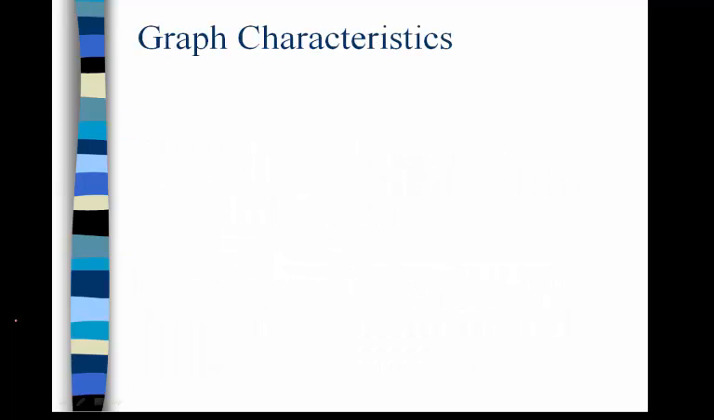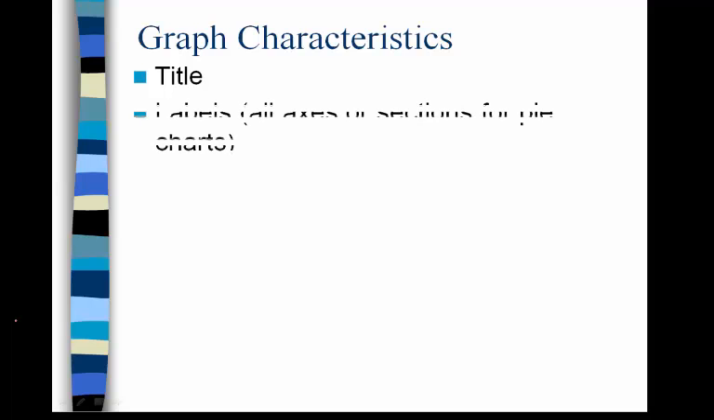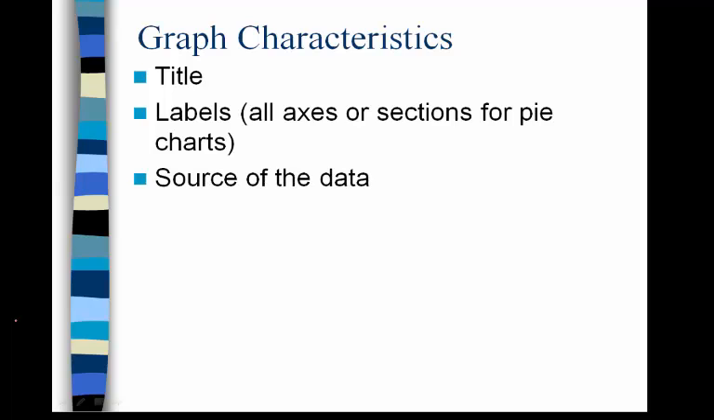So let's look at some graph characteristics. The graph should have a title so you know what data you're looking at. Everything should be labeled. All the axes, or if it's a pie chart, all the sections of the pie chart should be clearly labeled. The source of the data should be given so you know where the data came from.